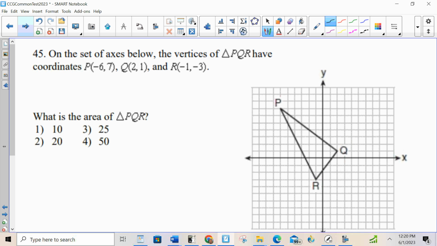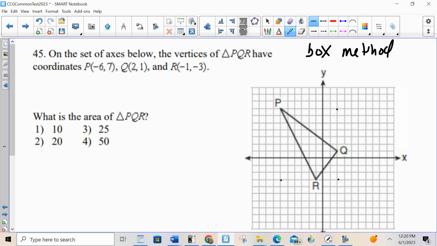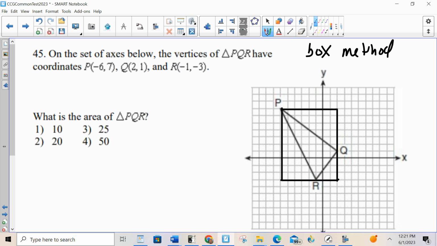Area. This used to be a once in a while thing, but this is becoming every exam at this point. So to find area on the grid, we use our box method. And our box method starts by putting a box around our shape. So I'm going to put a box in all these corners to create a rectangle. I'm going to use the line here to be precise. Now I'm going to start by finding the area of the rectangle.